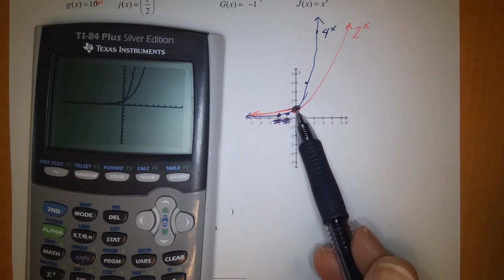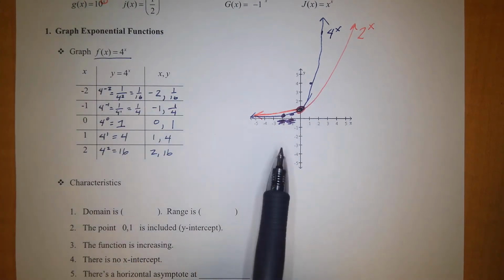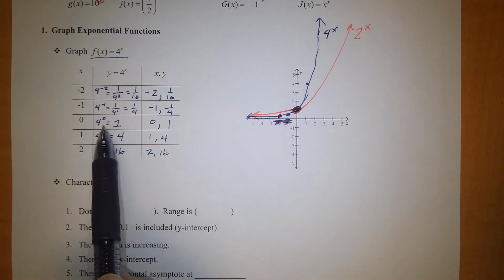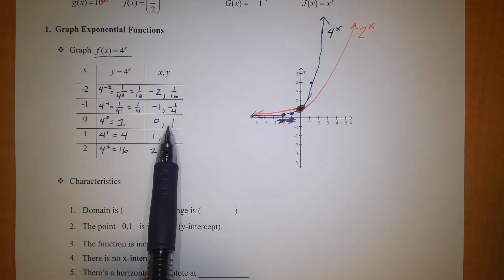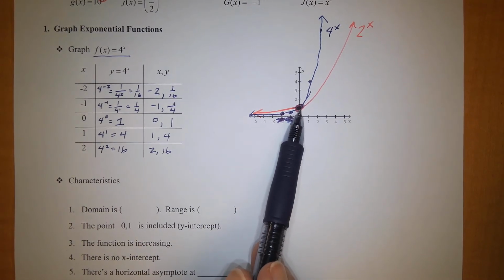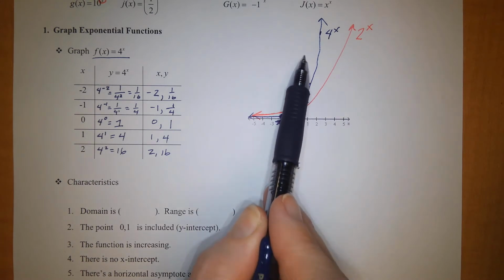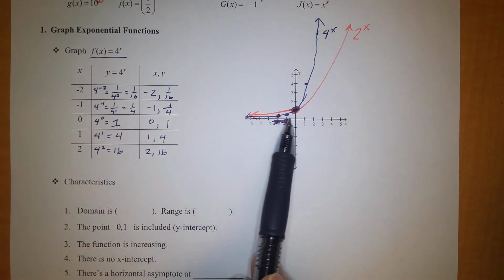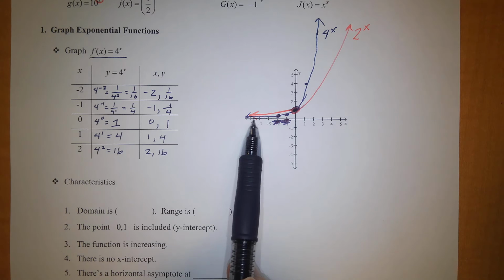They have this one point in common, and it makes sense they would have that point in common because anything to the 0 power will always be 1. So even if the base is 2, you're still going to have 0, 1 as a point. No matter what the base is, they will always cross through this point. The higher the base, the steeper this becomes, and the lower the base, the more L-shaped it becomes, and flatter down at the x-axis.